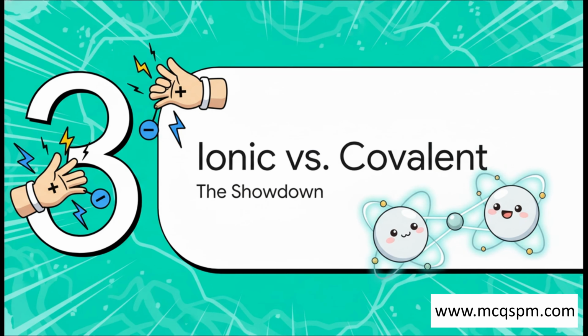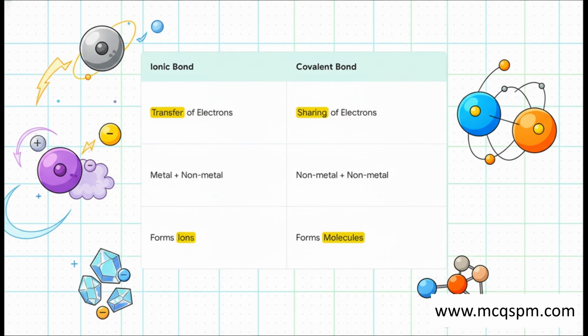Okay, so now that we've got a handle on covalent bonds, it's time to put them head-to-head with their famous rival. It's time for the big showdown, ionic versus covalent. Guys, getting the difference here is absolutely essential for your exams, so let's really focus. This table breaks it all down beautifully. Let's walk through it. First, how they work.